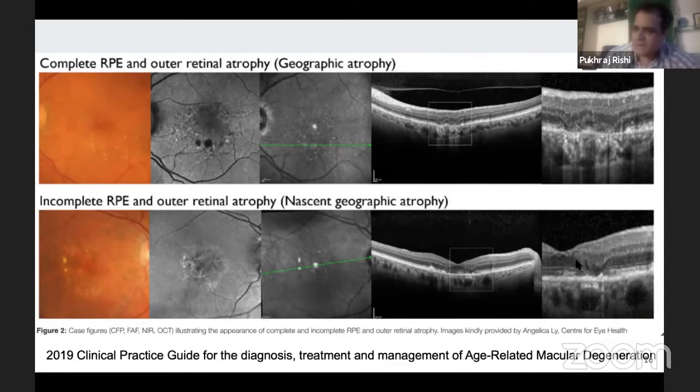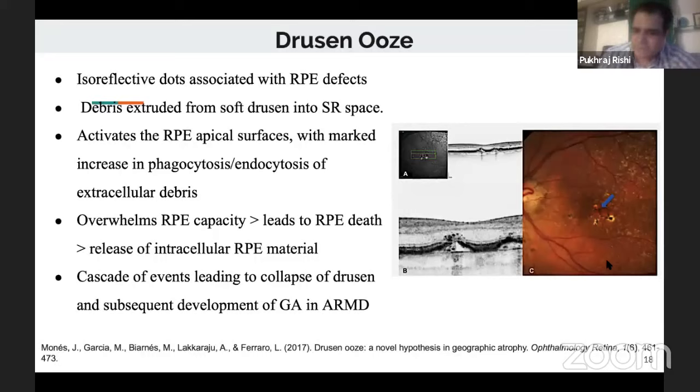So Drusen Ooze. Here, if you follow up these patients of drusen over a long period of time, OCT is invaluable in understanding the pathophysiology of this condition. So what happens is this: deposits under the RPE extravasate into the subretinal space, and that induces phagocytosis of this lipoproteinaceous material into the RPE. But this process is so overwhelming for the RPE cell that it leads to cell death, and that again liberates this intracellular RPE material into the subretinal space.